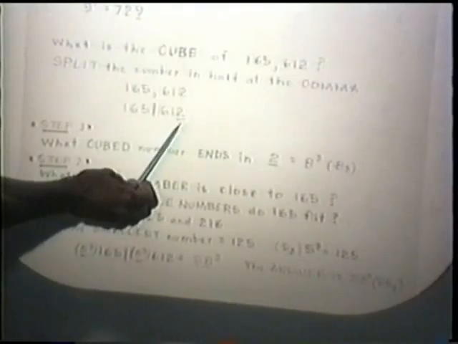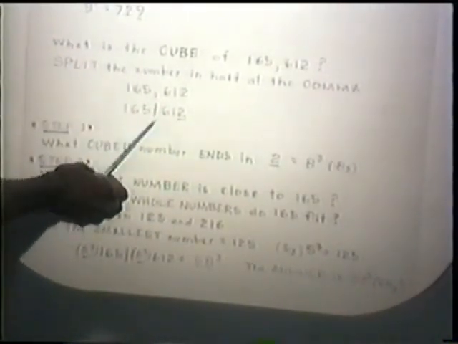That's the cube. We have the 2 major steps, remember? We split the number in half at the comma. Then we look for a number that ended in the same digit, and we found out it was 8.